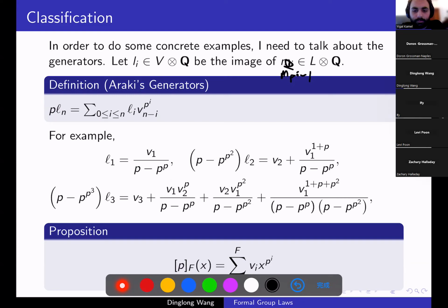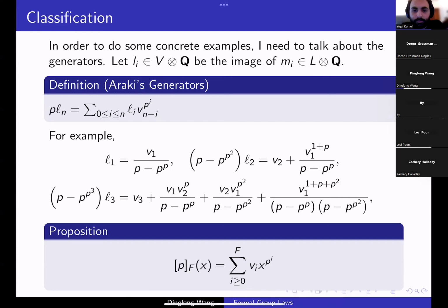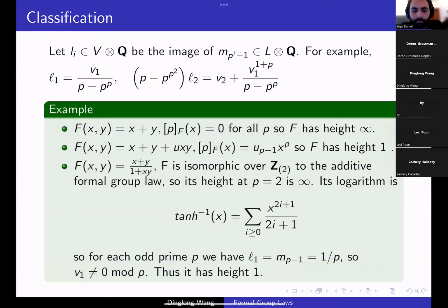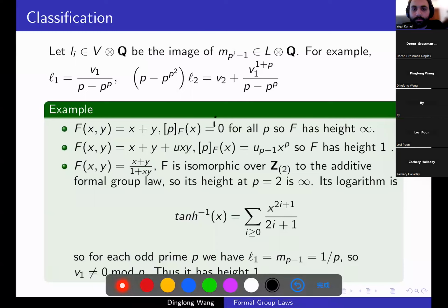Here are the examples, and the first one is the additive formal group law. The p-series [p](x) is of course equal to 0, since if you compute it, it's px, and you multiply it by p, so it's 0.